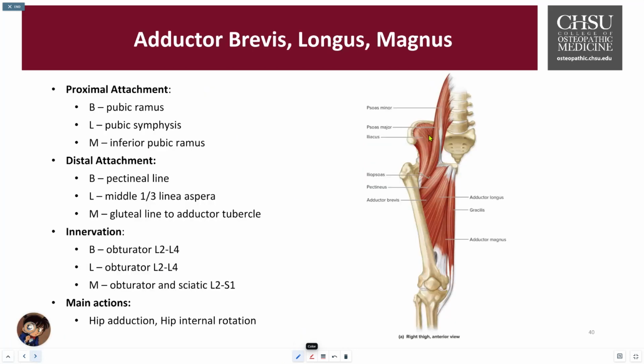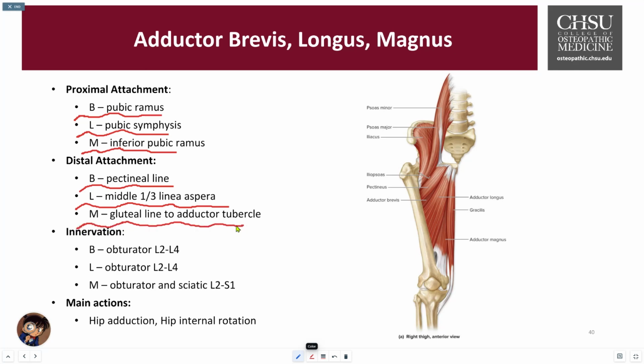Let's take a look at the adductor muscles. Adductor brevis, longus, and magnus. We're going to abbreviate that as B, L, and M. The brevis comes from the pubic ramus. The longus comes from the pubic symphysis towards the midline, and then the magnus comes from the inferior pubic arch, the inferior pubic ramus. The distal attachment for the brevis will be at the pectineal line, and then the longus attaches to the medial 1/3 of the linea aspera on the posterior side of the femur, and then the magnus is going to attach to the gluteal line and the adductor tubercle.